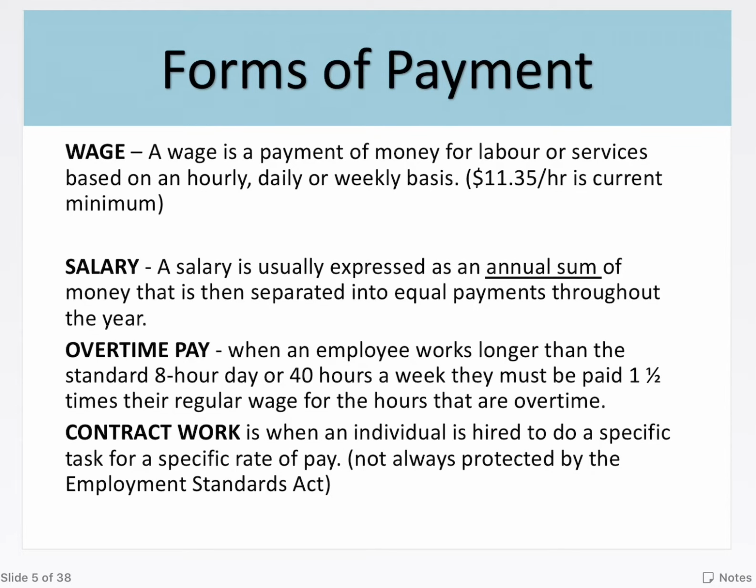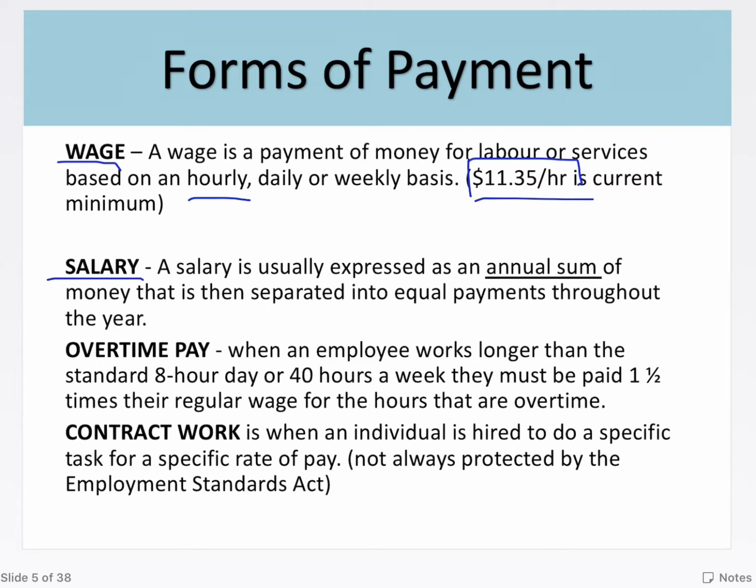So the first form of getting paid is a wage. So a wage is basically an agreement where you get usually an hourly wage based off of a rate. So for example, the current going rate right now is $11.35 per hour for minimum wage. So that's probably the most common way of getting paid for young people when you're getting a part-time job.